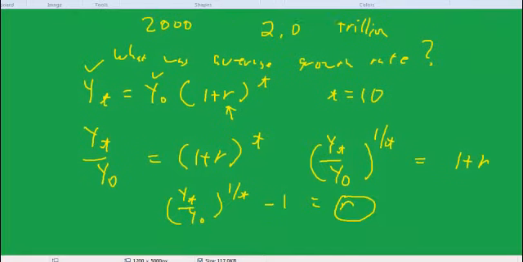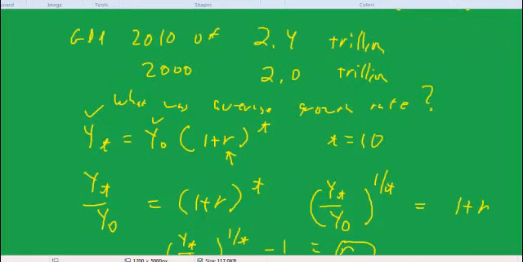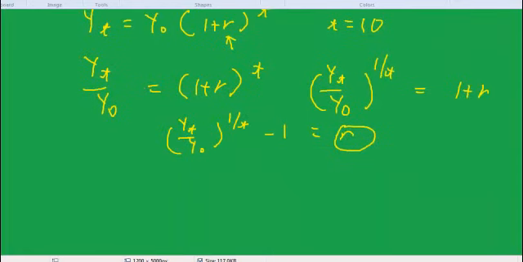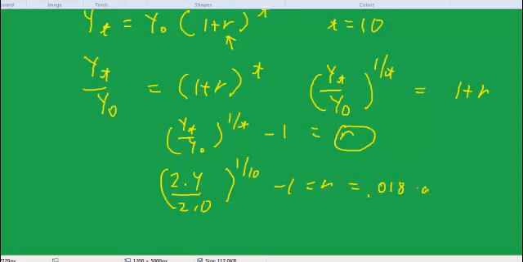So in our example, where we go from a GDP of 2 trillion to 2.4 trillion over 10 years, we would have 2.4 over 2.0 to the 1/10 minus 1 equals r. And so that'll be our r, which is 0.018 or 1.8%. So that's how we solve for a growth rate.